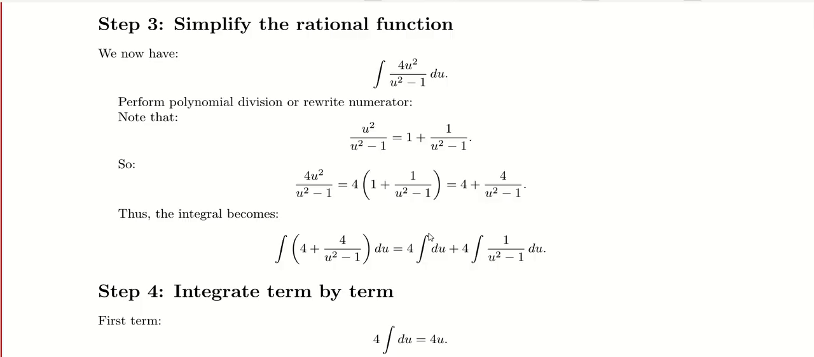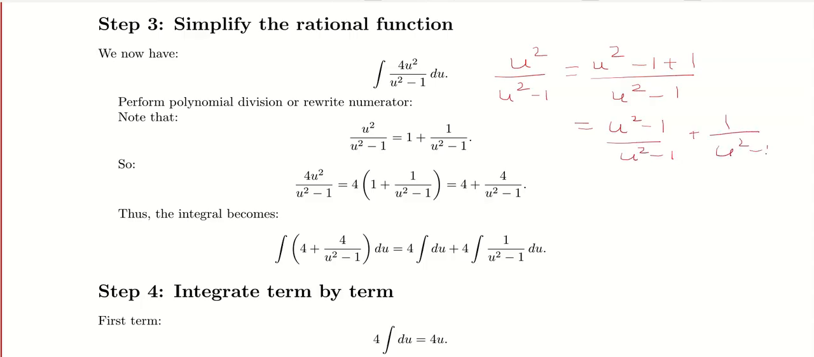For this, we can perform polynomial division, or you could be clever and say that this is the same thing as u squared minus 1 plus 1 over u squared minus 1. And so you break it up into 2 fractions and get 1 plus 1 over u squared minus 1. So this will be an alternative way of doing this step right here. But remember, there's a 4 in front, so you have to multiply everything by 4.